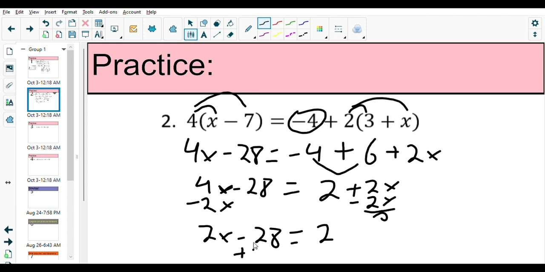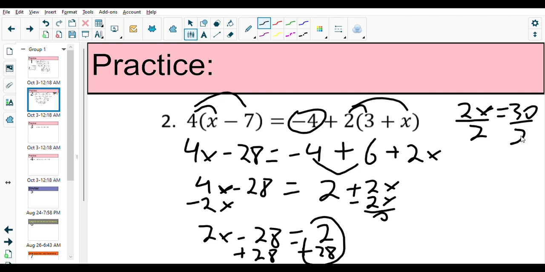And then we'll add 28 to both sides. That will give us positive 30 over here. So we end up with 2x equals 30. And we'll finish this out by dividing by 2. And we get x equals 15. That finishes out our second equation.